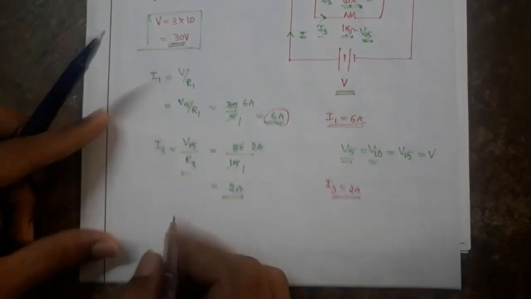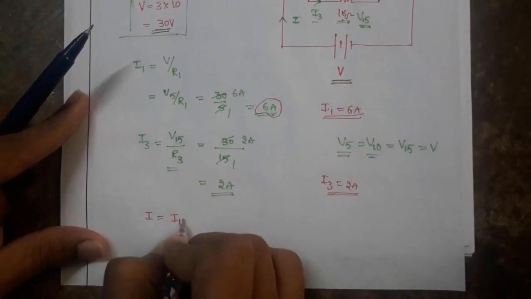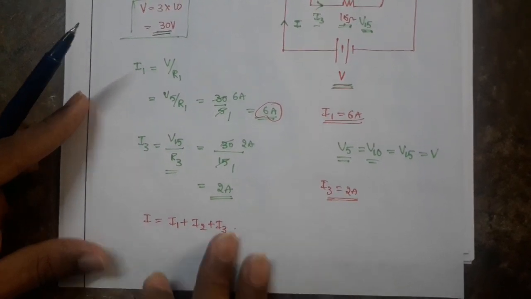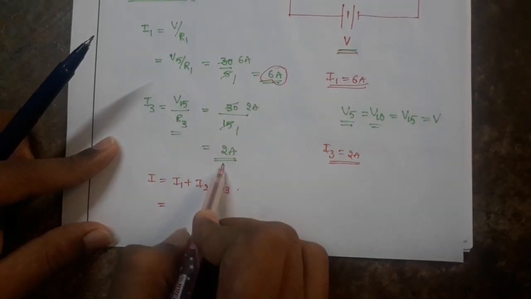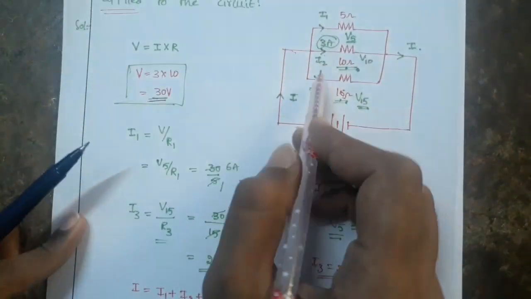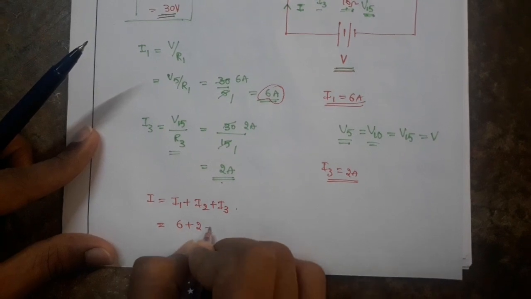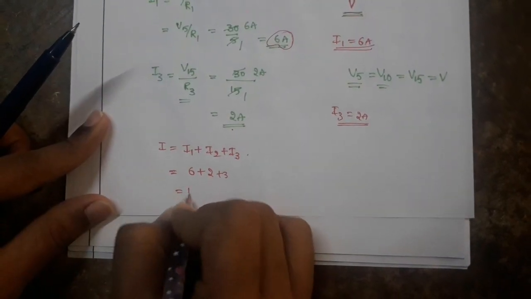I told you the total current is equal to the sum of the individual branch currents, that is I1 plus I2 plus I3. We have got I1 equal to 6 amperes, I3 equal to 2 amperes and I2 equal to 3 amperes. So 6 plus 2 plus 3 is equivalent to 11 amperes.